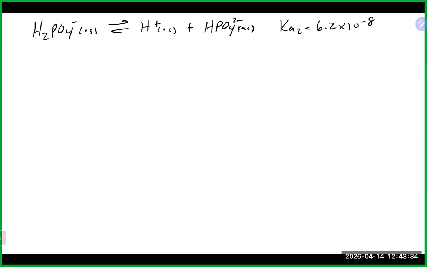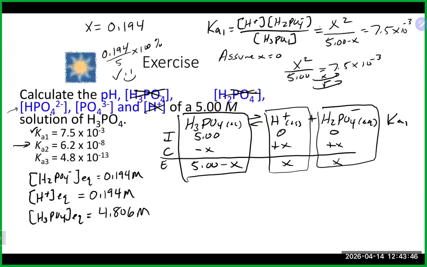All right, so just like previously, we're going to do an ice table. So initially, do I have any of that in the solution to start with? The answer is I do, and it is right here, right? After the first hydrogen comes out, I do have some of that floating around in the solution. And that means the concentration I'm starting with is my equilibrium concentration from my first table, which is 0.194.